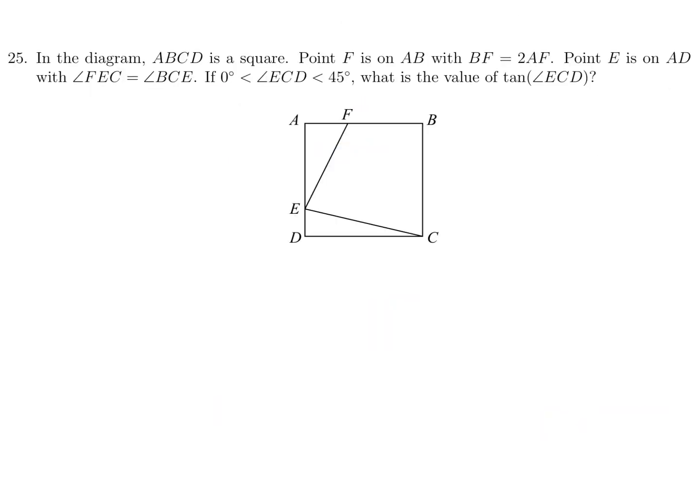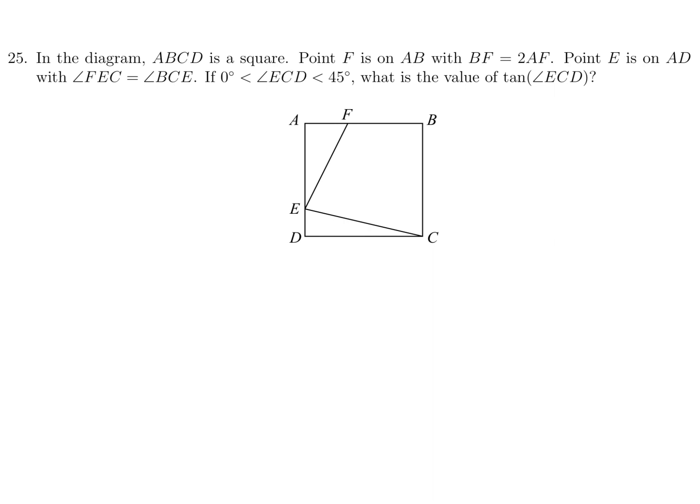In the diagram, ABCD is a square. Point F is on AB, and BF is 2AF. Point E is on AD with angle FEC equal to angle BCE. If angle ECD is between 0 and 45, what is the value of tan of the angle ECD? Let's label as much as we can.